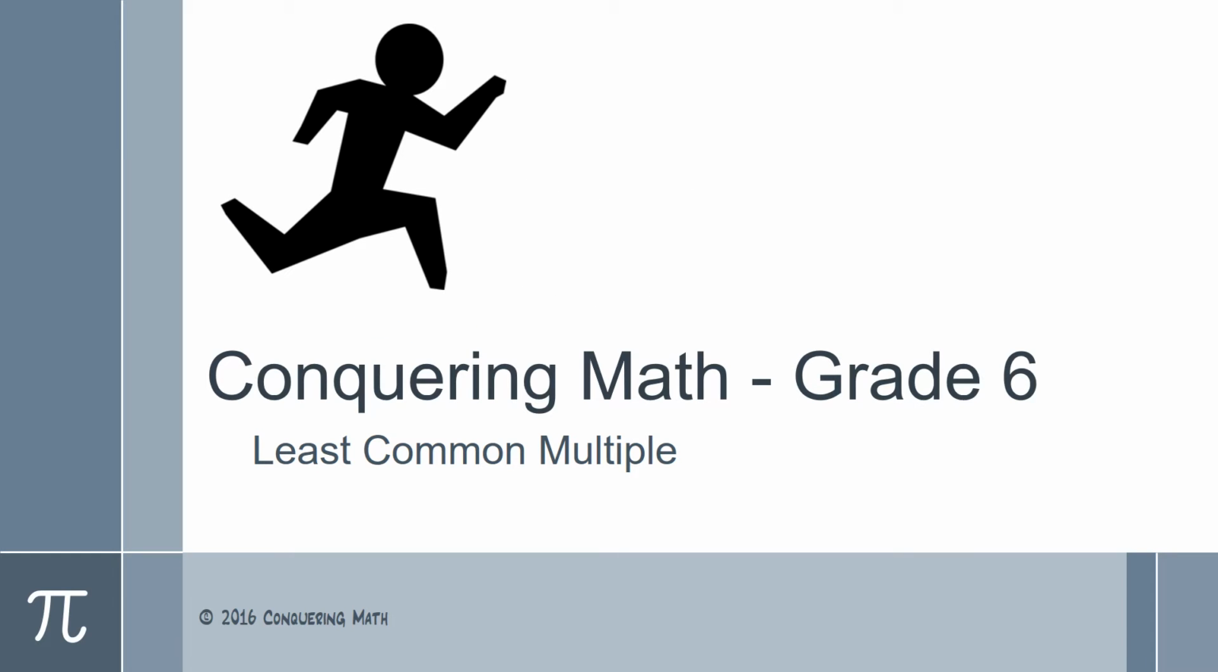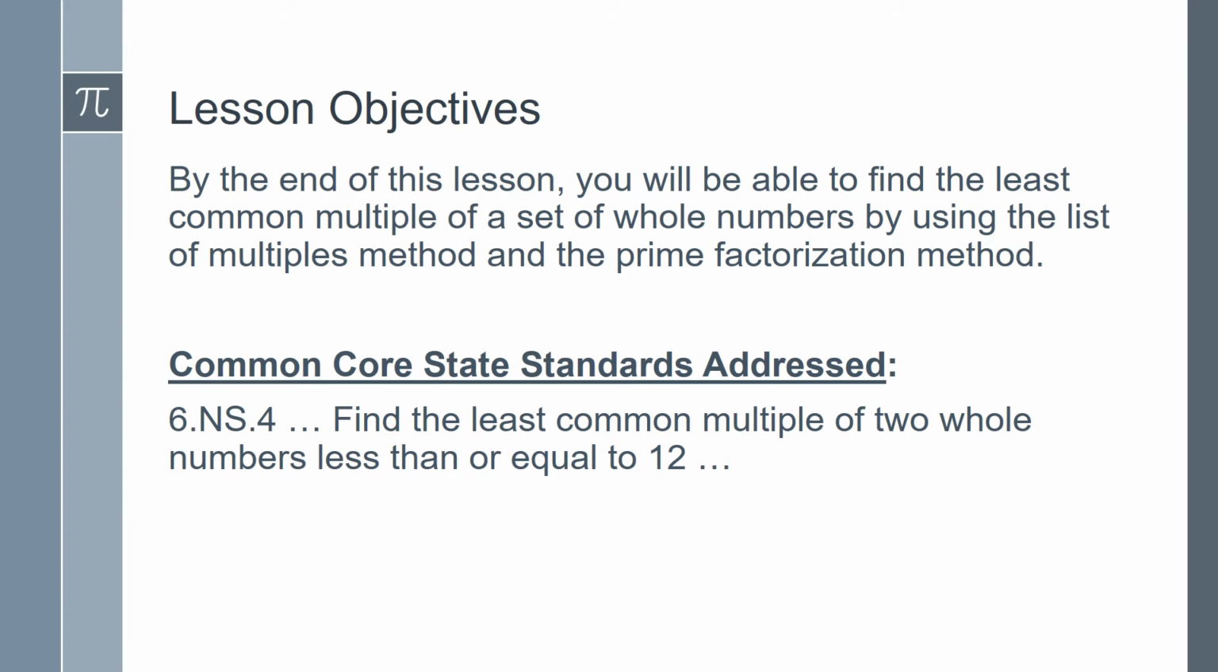Today we will be learning about the least common multiple. Let's dive on in. By the end of today's lesson, you will be able to find the least common multiple of a set of whole numbers by using the list of multiples method and the prime factorization method. The Common Core State Standard today is 6.NS.4.